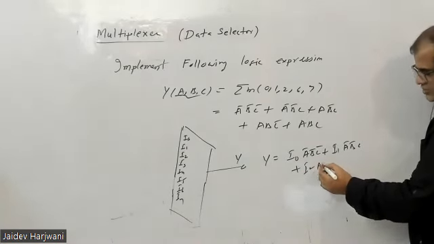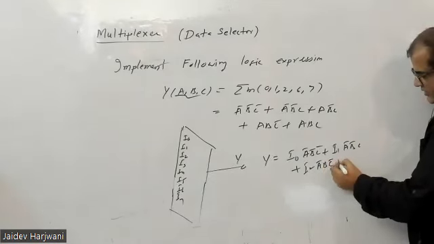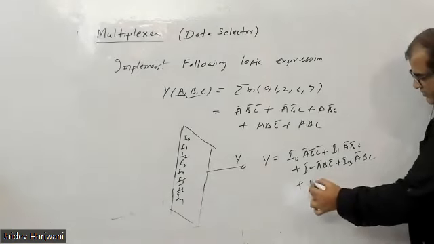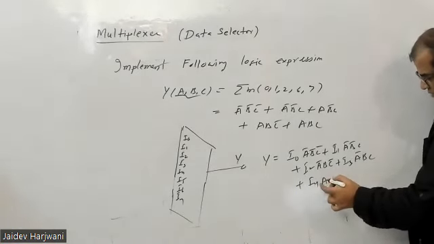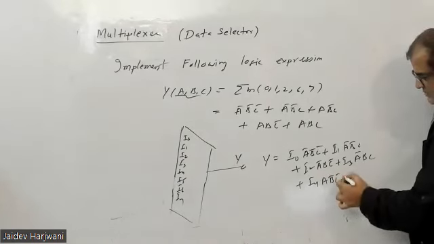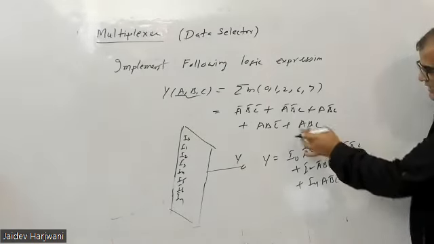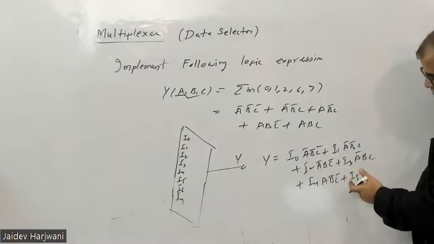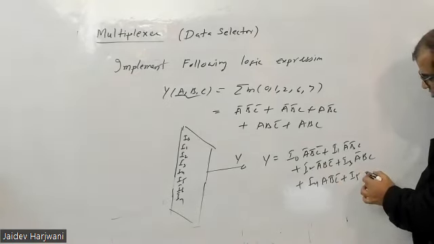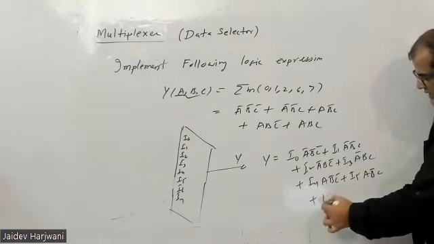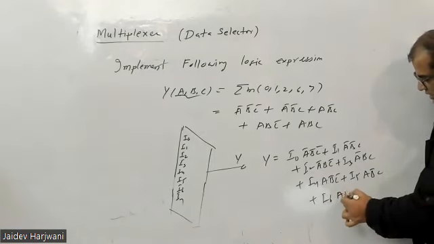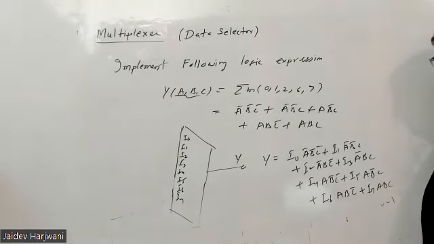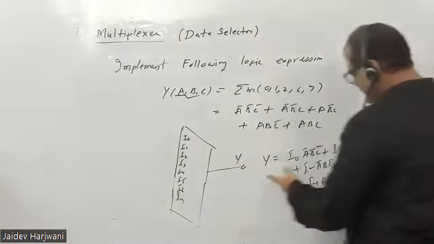2 means 0 1 0, 3 means 0 1 1, 4 means 1 0 0, B bar C bar, I5, but I don't need this one. I need only these terms. So some terms I have to make zero. So this I5 will be 101, A B bar C. I6 is A B C bar and I7 is A B C. So if these terms are present, I will get this output.